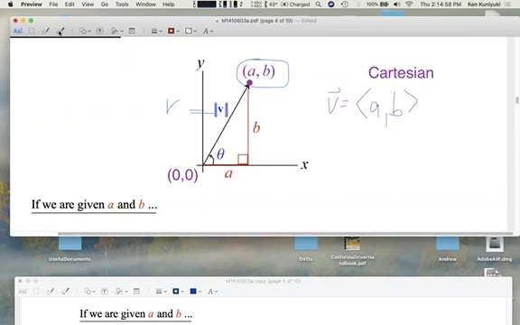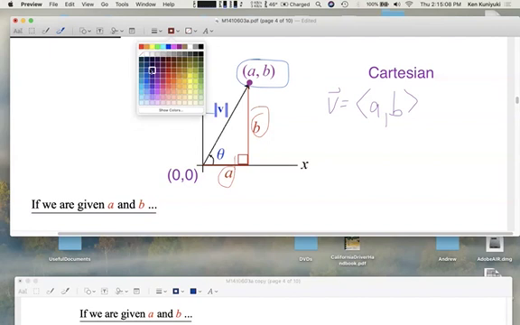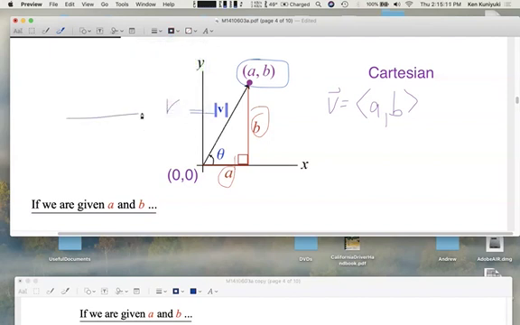Now, if we are given little a and little b, if we're basically given the coordinates of this terminal point, where the initial point is at the origin, then what formulas can we derive to get r, or the length of v, the magnitude of v, and theta, the direction angle? How do we go from basically Cartesian coordinates to polar coordinates for this terminal point? So if we are given a and b in red, how do we get r and theta in blue?